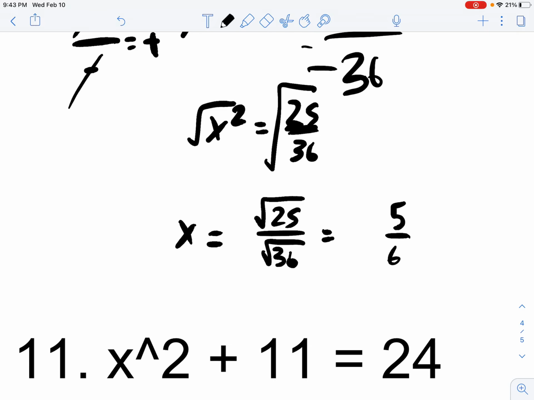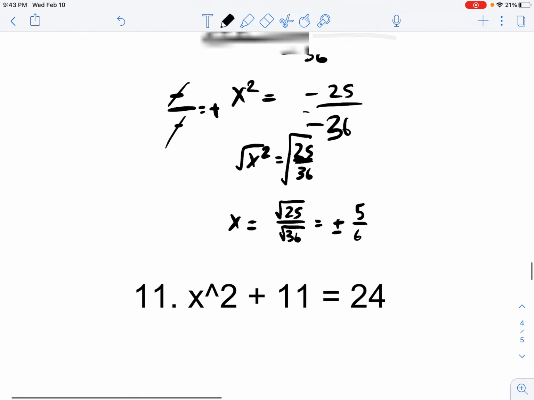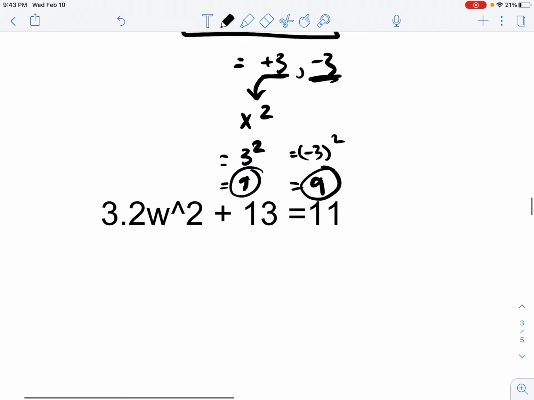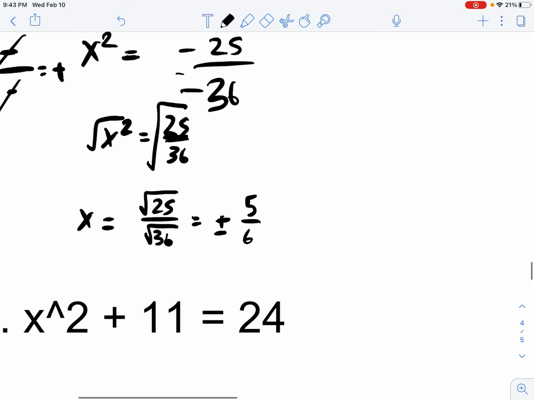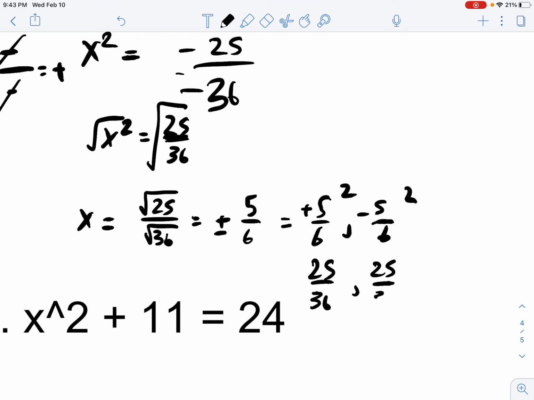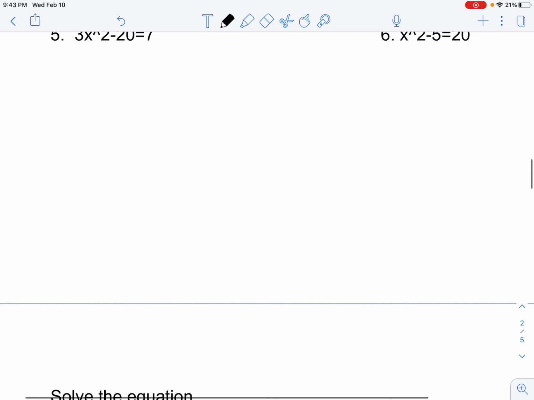But that's not your only answer. Your answer also constitutes plus or minus, which directly correlates to problem number 1, where I said that there are 2 solutions in this case, plus 3 and minus 3. In here, your two solutions are positive 5 over 6 and negative 5 over 6. Because if you square both of them, you get 25 over 36, which is what x squared is equal to. Now that's it for Quadratic number 25.